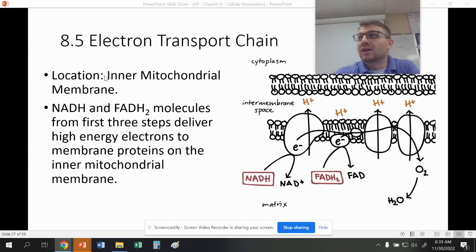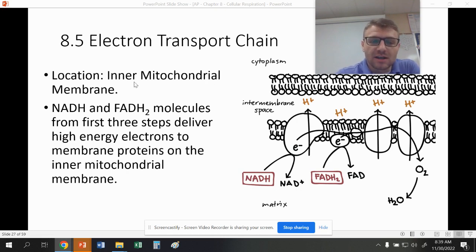8.5 is going to specifically look at the electron transport chain, and this is going to be one of the more difficult sections because it's just so complicated. But don't let that overwhelm you. I say that, but it's not as bad because we already learned about the electron transport chain in photosynthesis, so it's going to really mirror that process.